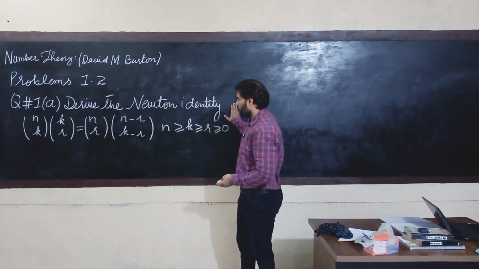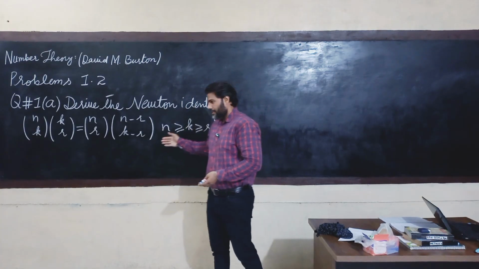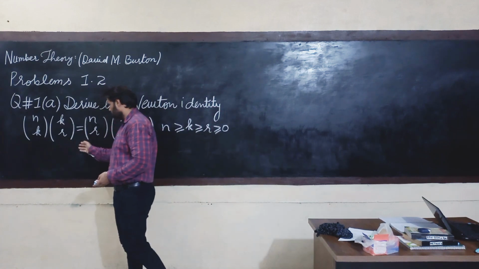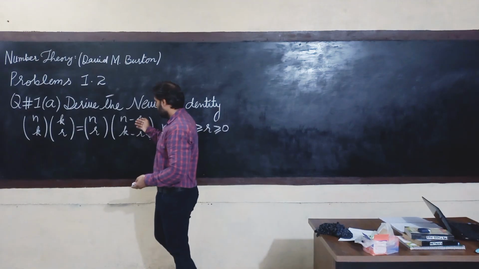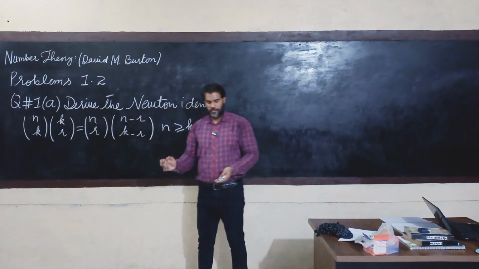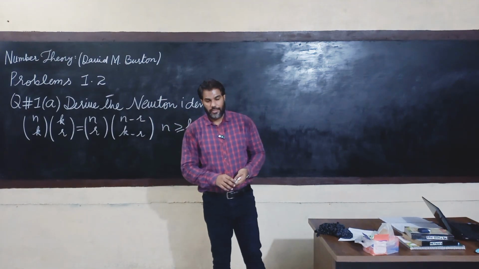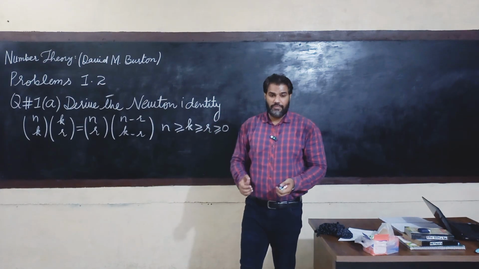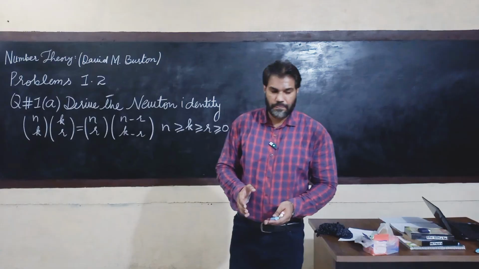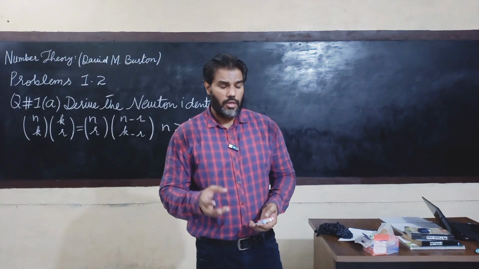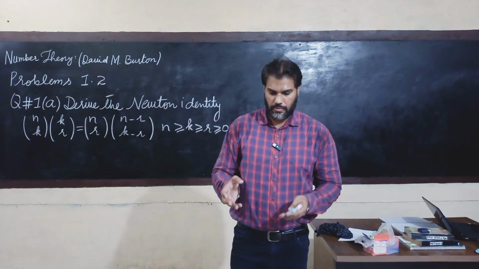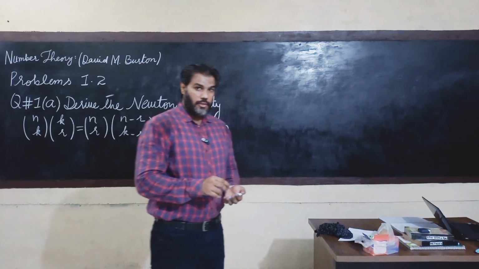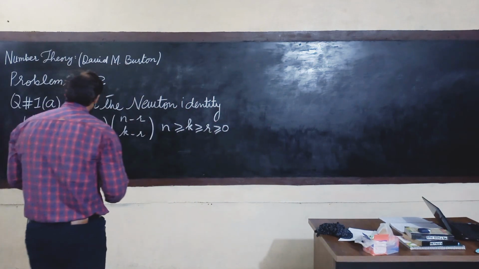In this question we have to derive the Newton identity that is given by n choose k choose r is equal to n choose r into n minus r choose k minus r, where n, k, r are greater than or equal to 0. To derive this identity, I will just use the formula of combination rule or binomial coefficient formula, and I will solve both of the sides.